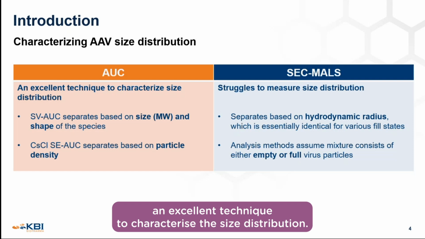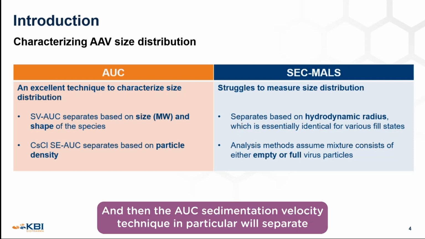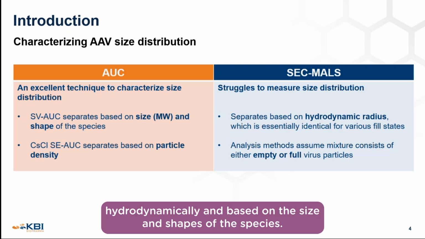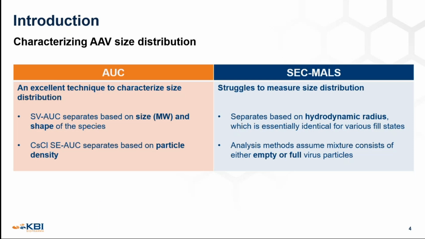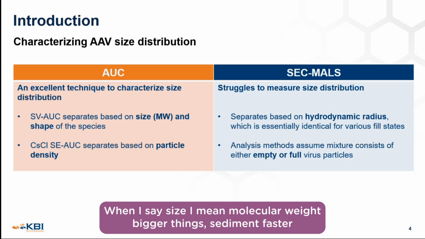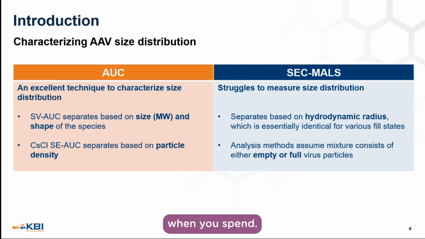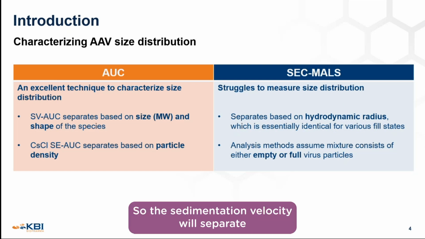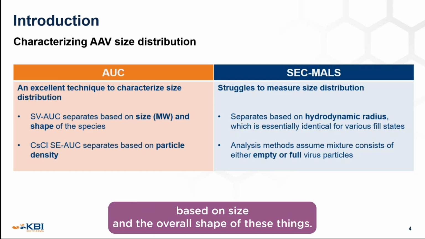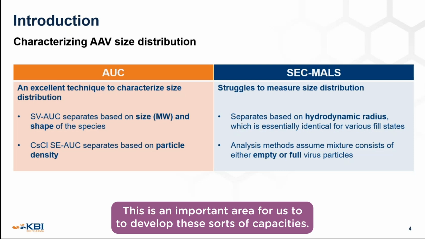The sedimentation velocity technique, SV, in the AUC will separate hydrodynamically, based on the size and the shapes of these species. When I say size, I mean molecular weight. Bigger things sediment faster when you spin them. Also, more compact things will sediment faster when you spin them. So sedimentation velocity will separate based on size and the overall shape of these things.